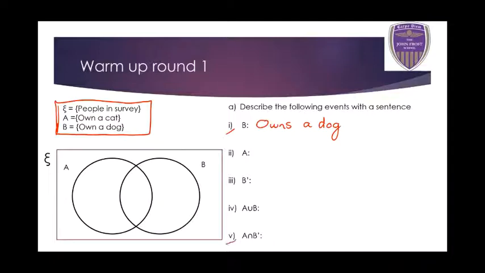And if we were to do this one down here, so part 5, what we've got here is A intersect B prime. And if we break this down, that is A and not B. Remember, that means A and not B. Okay, so A means they own a cat. So they own a cat. And B means they own a dog, but it's B prime. So it's a cat and not a dog. Or if you want to think of it another way, it means they only own a cat. Okay, so there's two different ways of thinking about that last one.